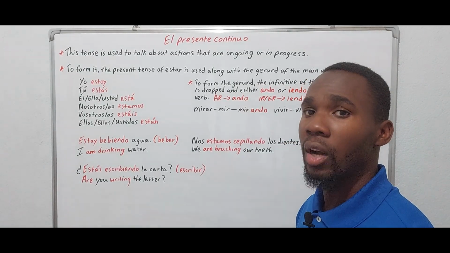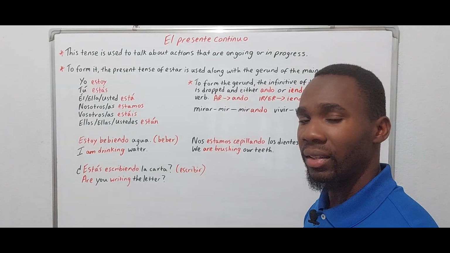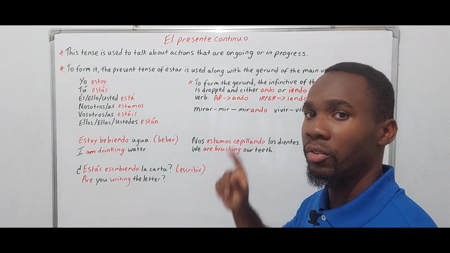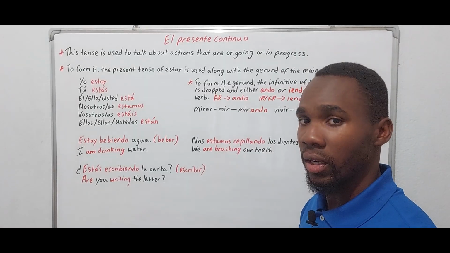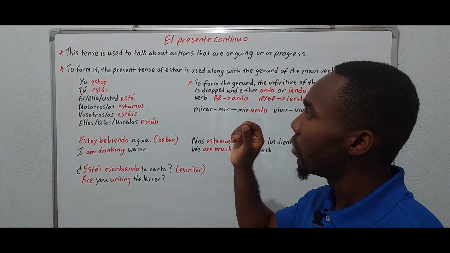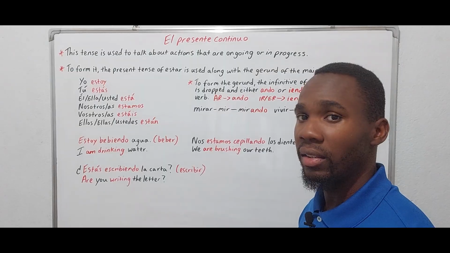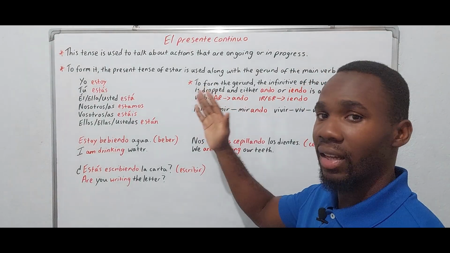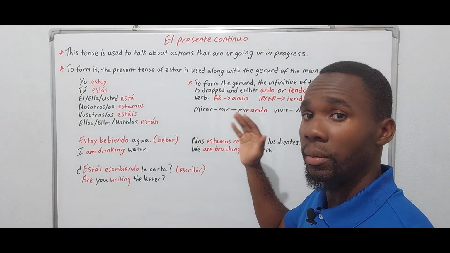But this is more common, right? So although the present simple is used that way, this is the better option when we are talking about something that is happening right now, right? As I said earlier, it's a compound tense, which means that it comprises two parts. The auxiliary verb estar, which will be in the present tense, followed by the gerund of the main verb.